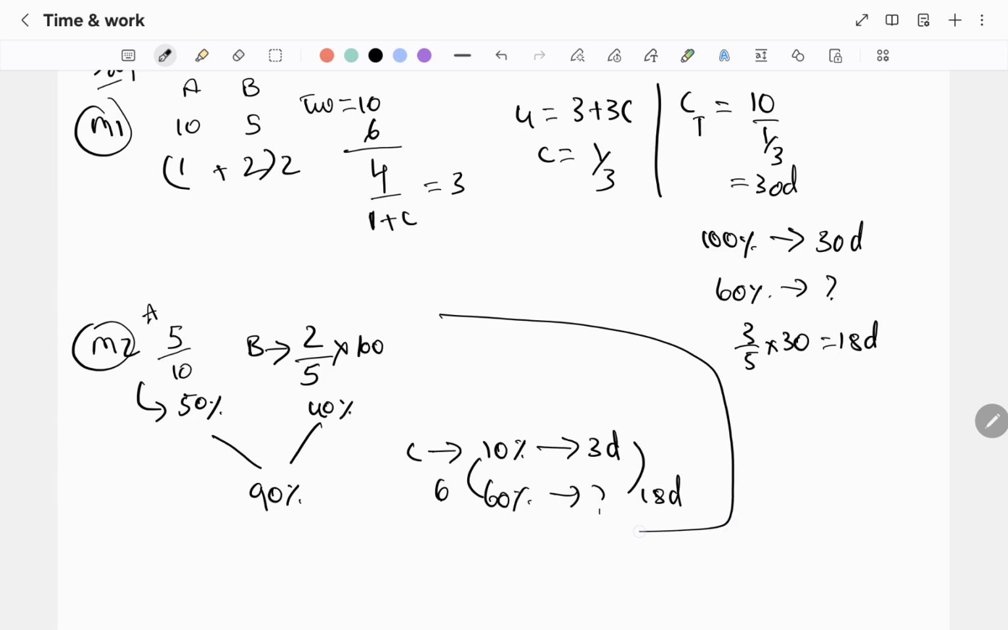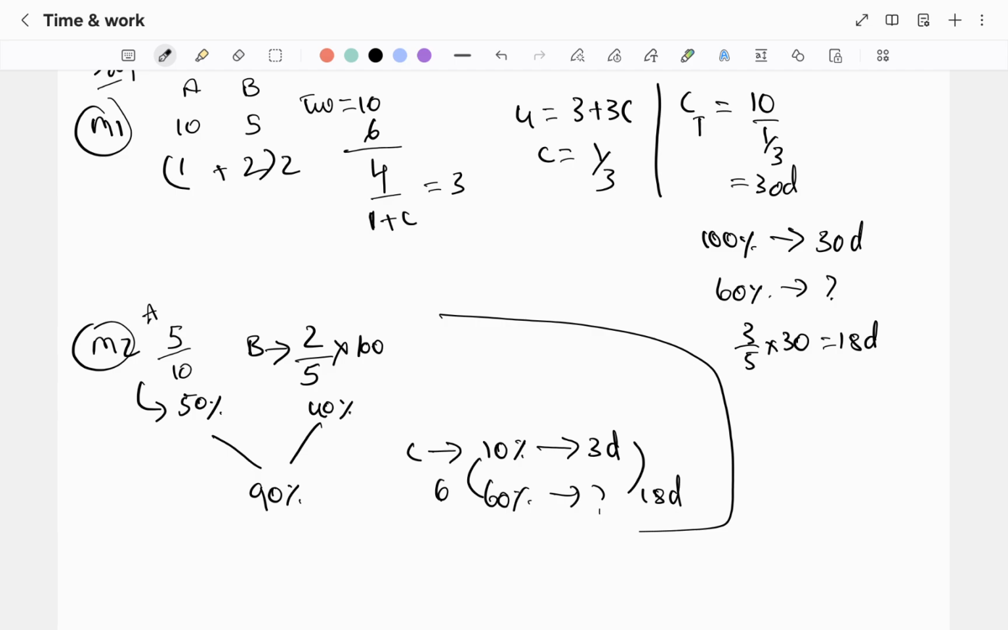I think this method is very easy for you. Simple thing: A totally worked for how many days? Along with B and along with C, totally 5. Means it can complete the entire work in 10 days, but it worked for 5 days. Means what part of the work is completed? Half of the work. And also B completed 2 days of work out of 5 days.